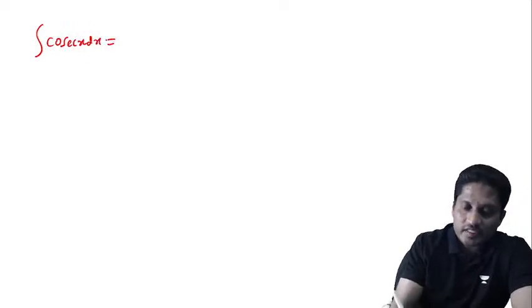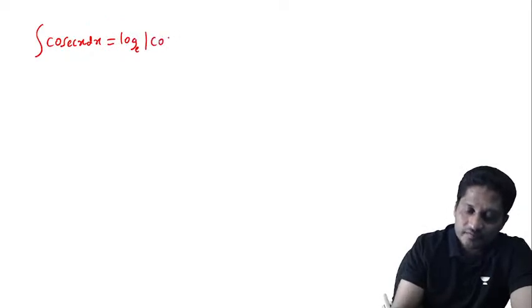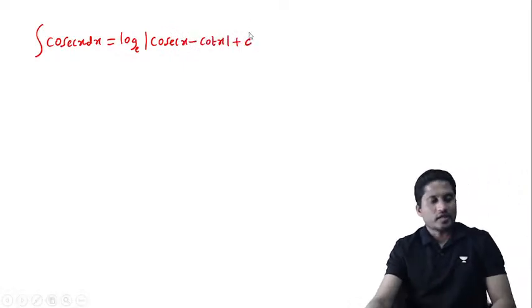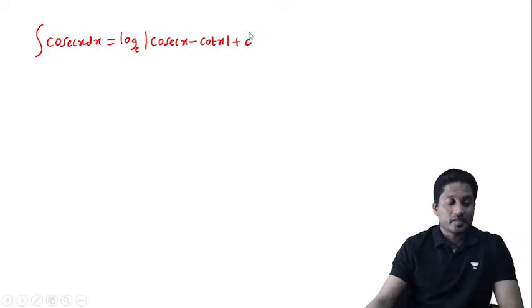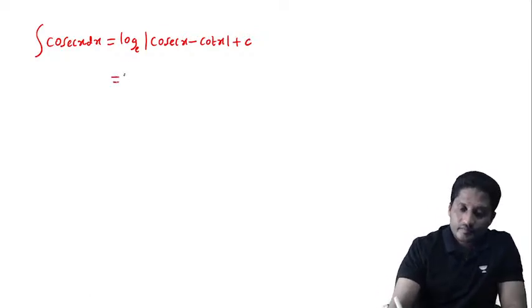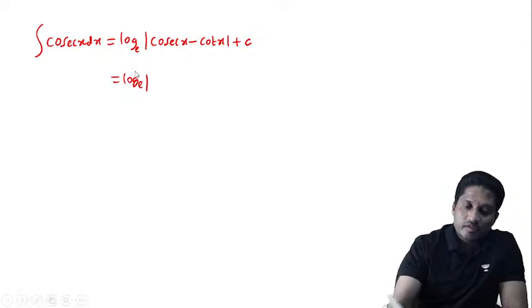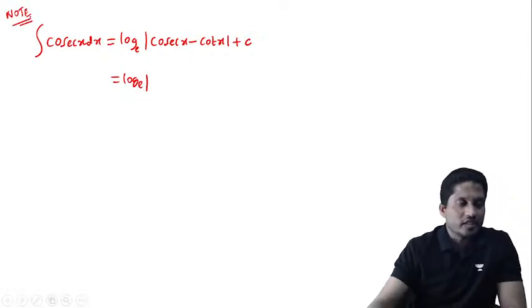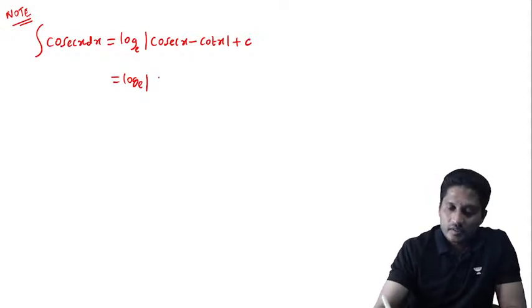Integration of cosec x is, what's the formula? Integration of cosec x is log of cosec x minus cot x, right? And then this is plus c. This is the formula. Now if I write the formula in the simplified form, this is just a note point. I'm just deriving one formula which they usually use in entrance exams sometimes.